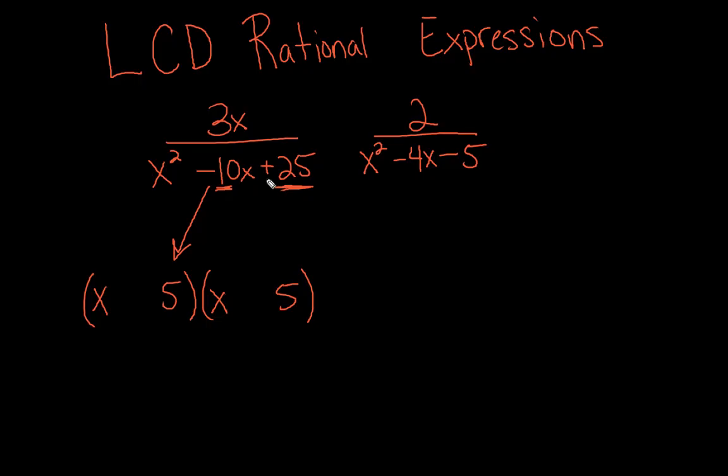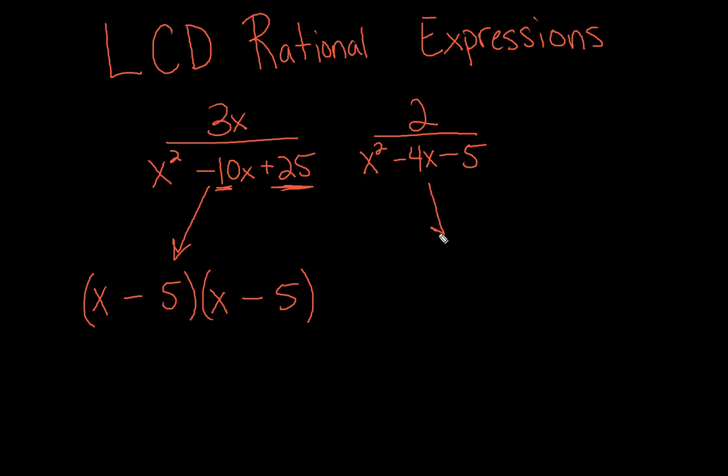Remember, we want them to multiply to a positive 25, but add to a -10. That means we have two negatives here. -5 times -5 gives us positive 25, and -5 plus -5 gives us -10. So this is completely factored.